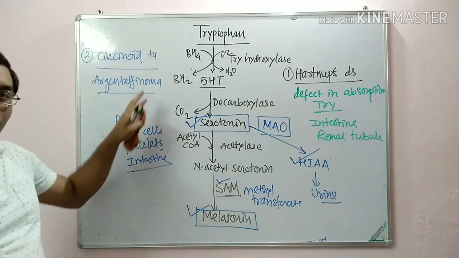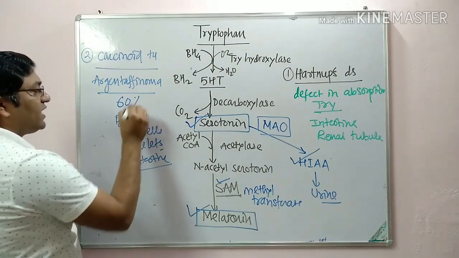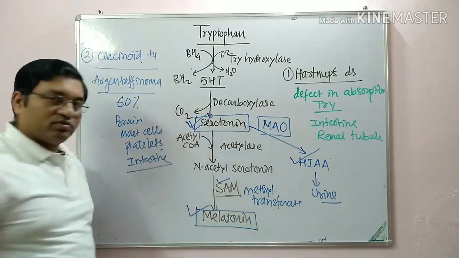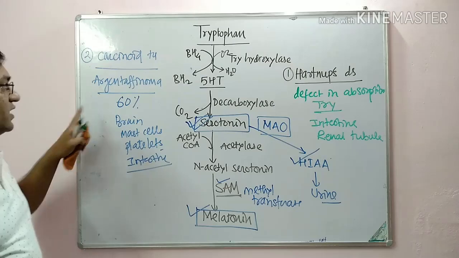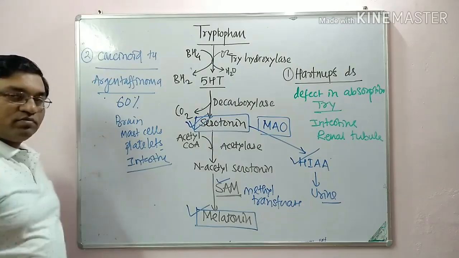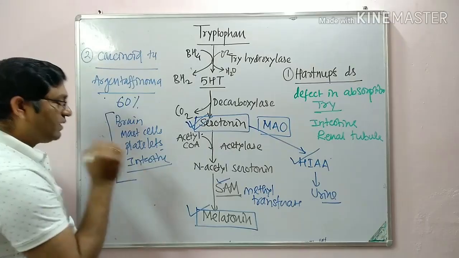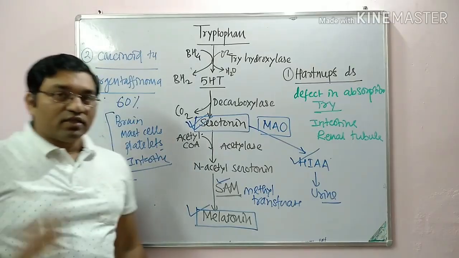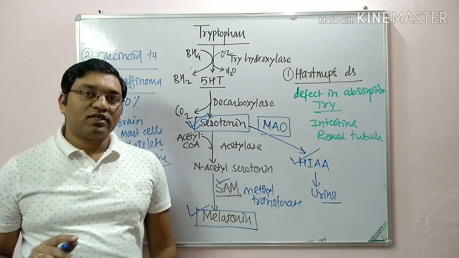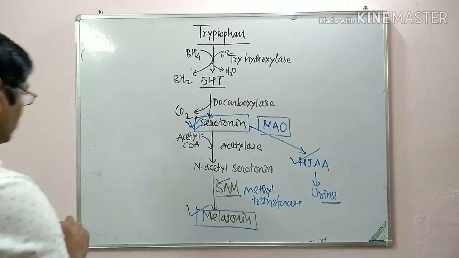When there is a tumor of argentaffin cells, nearly 60% of tryptophan is diverted to serotonin production. That is known as carcinoid tumor, carcinoid syndrome, or argentaffinoma. Normal synthesis of serotonin occurs in this tissue: brain, mast cell, platelet, and intestine. The major pathway, the degradation into glucose and fat, occurs in the liver.